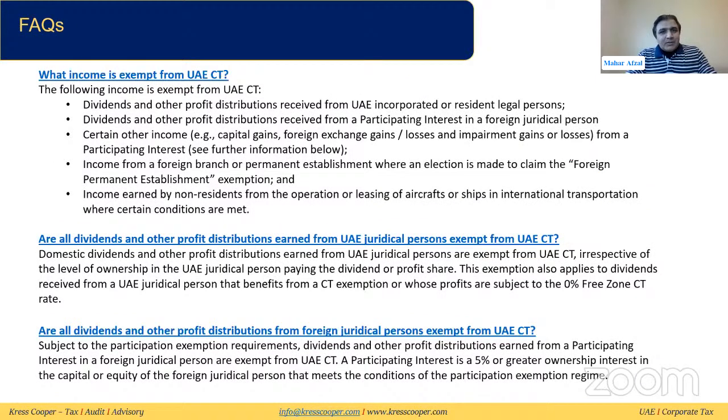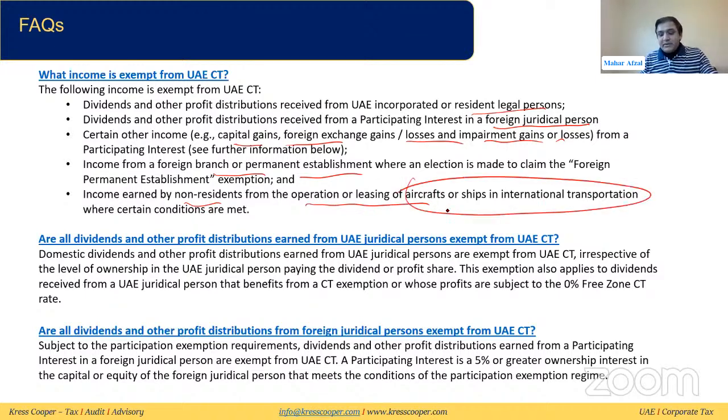Okay, frequently asked questions. What income is exempt from the UAE corporate tax? I think we have already discussed in detail. Dividend and profit distribution, from local resident juridical persons and foreign juridical persons. Income, gains, losses, discussed in detail. Income of foreign branch or PE, already discussed. Income of non-resident from operational leasing of ships and aircraft in international transportation. We have already discussed in detail.